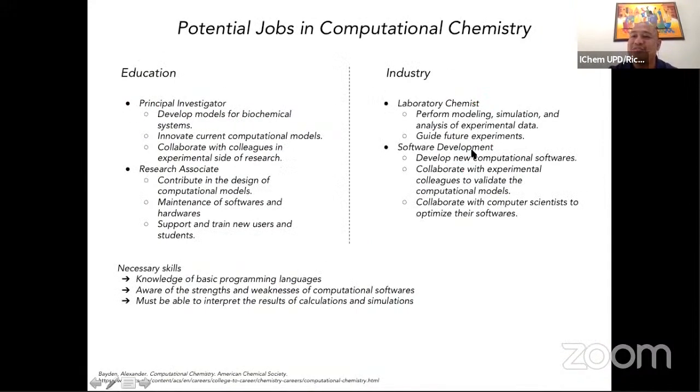Ano magiging trabaho natin pag nag-computational chemistry tayo? So basically, dalawa. Pwede kang pumunta sa academe or the education or the industry. Pag nasa academe ka, pwede kang maging principal investigator, which you do this stuff. Develop models of biochemical systems, innovate current computational models, collaborate with colleagues from around the world. Pero kung bata ka pa at kagagraduate mo lang ng BS or MS, then you can be my research associate. I will also give you the chance to do some works of the principal investigator para ma-prepare ka for future work being a principal investigator or the head of the lab.